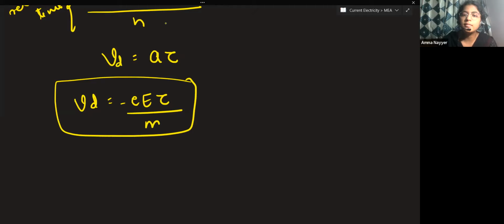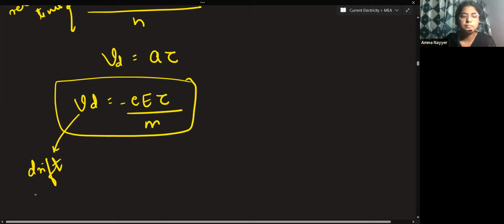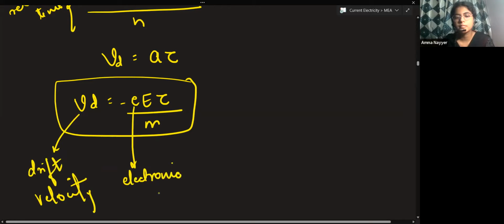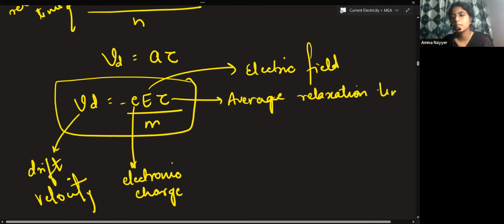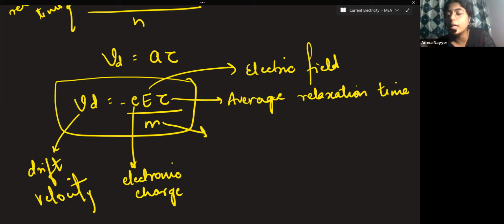Now, why have we considered this negative sign? That we'll discuss. Yes, capital E is the electric field. I'm writing each term, don't worry. VD is drift velocity. Small e is the electronic charge. Capital E is the electric field. Tau is the average relaxation time. And M, be sure about M, that M is not the mass of the conductor. You can get confused if the mass of the conductor is mentioned. Don't use it even if the mass of the conductor is mentioned. This is the mass of the electron, and the mass of the electron is fixed, 9.31 into 10 to the power minus 31 kgs. So don't get confused between the mass of the conductor and the mass of the electron. This is basically the mass of the electron.